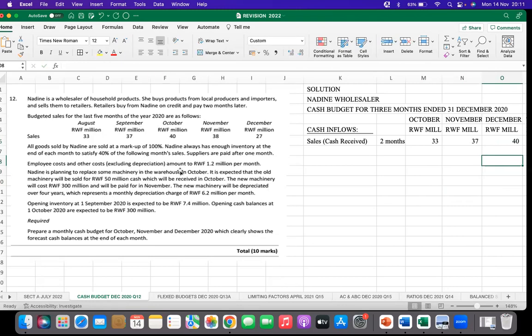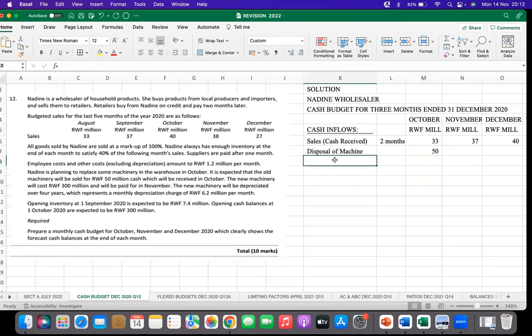It's planning to replace some machinery. So there was disposal of machine. If you remember, disposal of machine will give you a cash inflow. So we are being told Nadine is planning to replace some machinery in the warehouse. It is expected that the old machine will be sold for 50 million cash, which will be received in October. So October, 50 million.